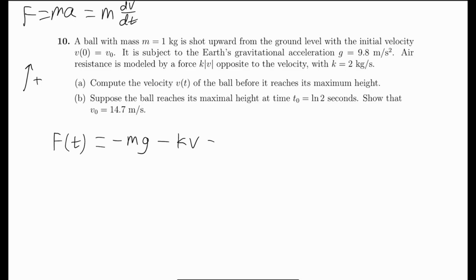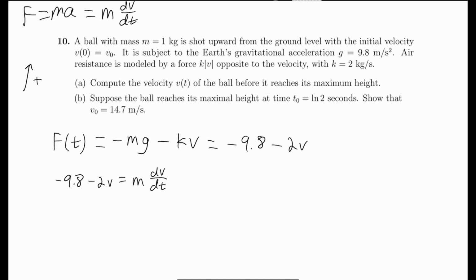We can plug in some values that we know here. m is 1, 9.8 for g, minus 2v. Now we can start trying to set up an equation for velocity. This is where we use this part of that equation. We know that we have F here. This is our function. And then we can set that equal to m dv dt. So we can write negative 9.8 minus 2v is equal to m dv dt.